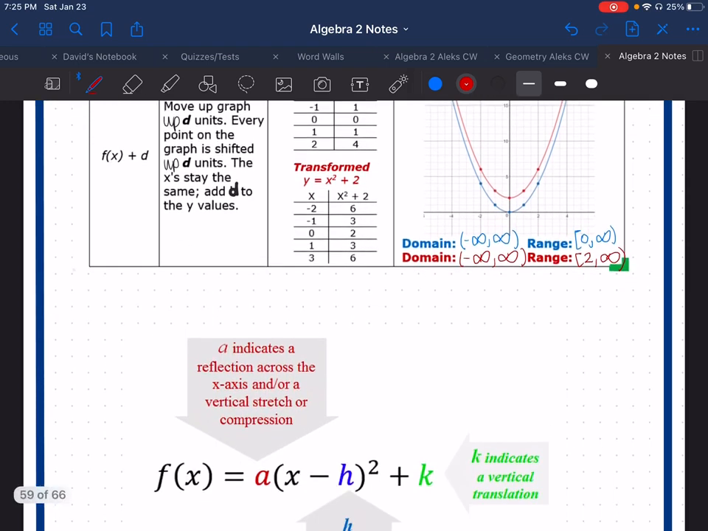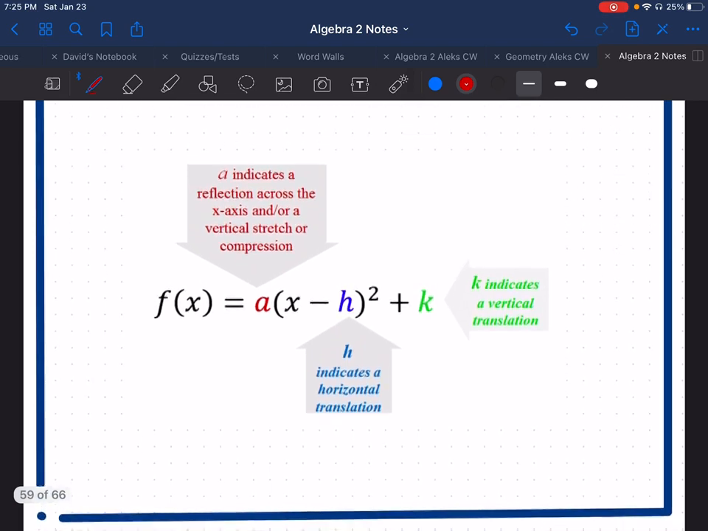We also talked about how the transformations work when we look at our formula, our function, our equation. So this a value that we see in front of our x squared value indicates a reflection across the x-axis. And of course, this happens when it's negative. So if my a is negative, I'm going to see a reflection across the x-axis. Or it could also do a vertical stretch or compression. It could do both, depending on the number.